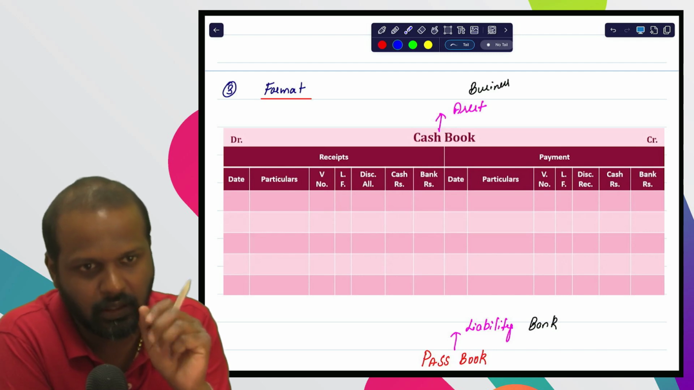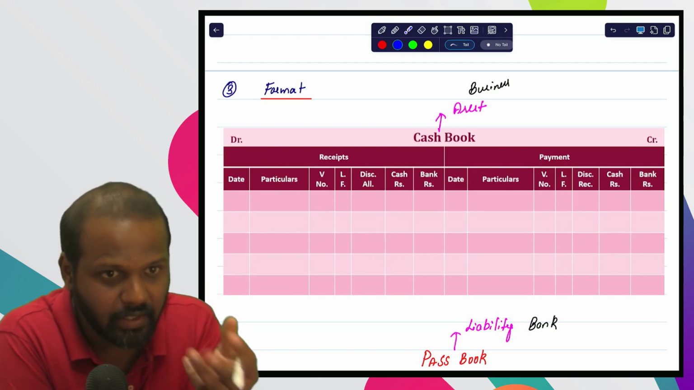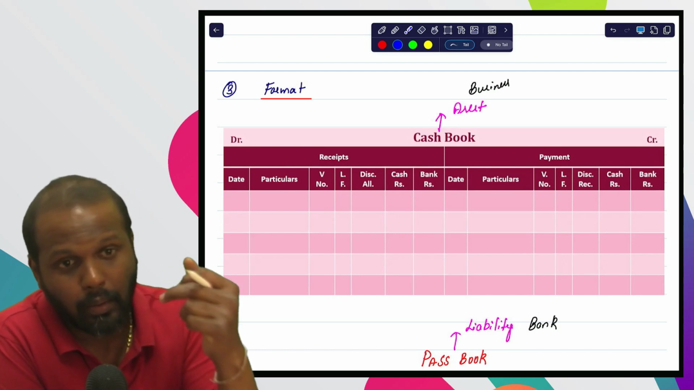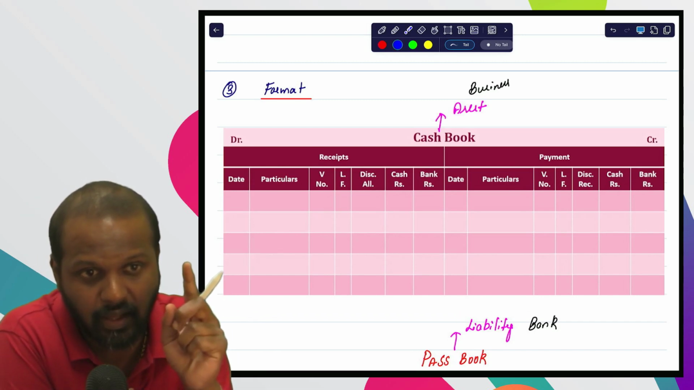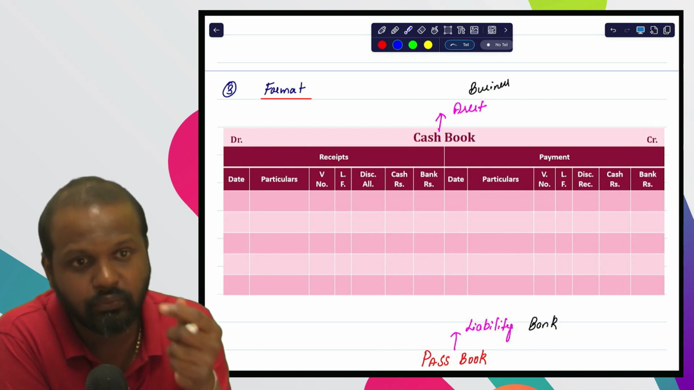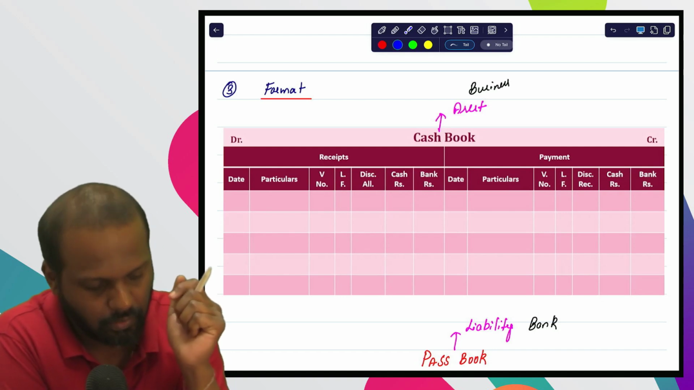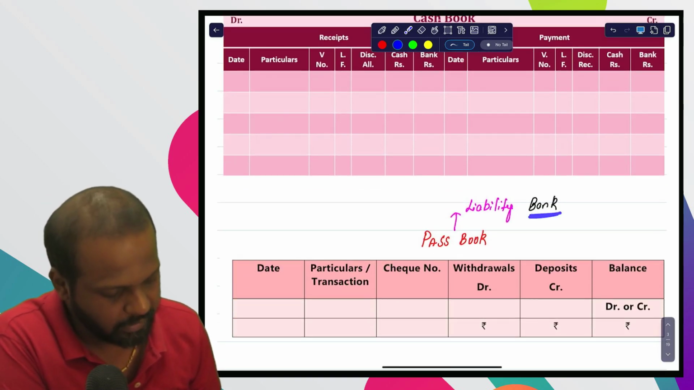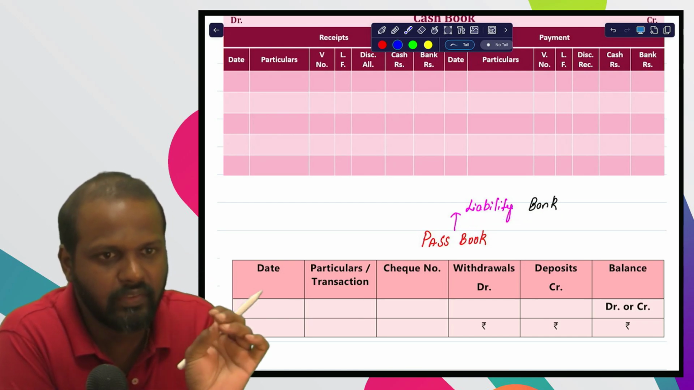2 lakh rupees. The money which I deposit into the bank account, that is my money. In future, I will get that money from the bank. I have a right to receive that money from the bank. For me, it's an asset. But for the bank, the 2 lakh rupees is an obligation to pay in future. The bank has an obligation to pay that 2 lakh rupees to me in future. So bank balance for me is an asset, but for the bank it's a liability. So bank balance for business is an asset, and for the bank it's a liability. Once you understand these two things, it will be easy to record the transactions.